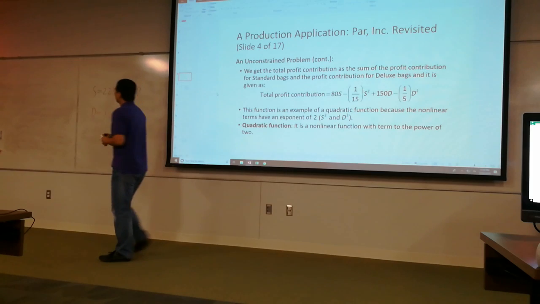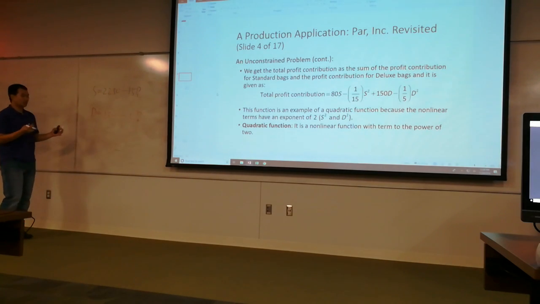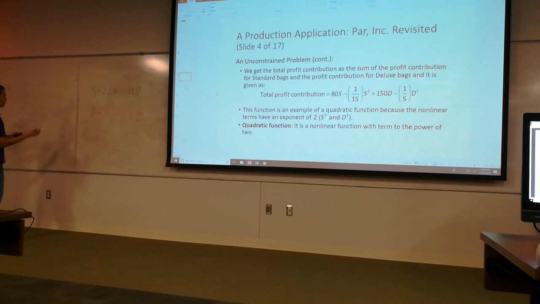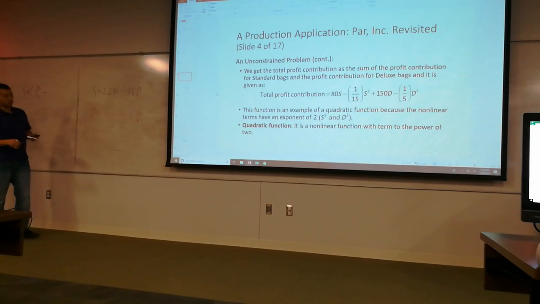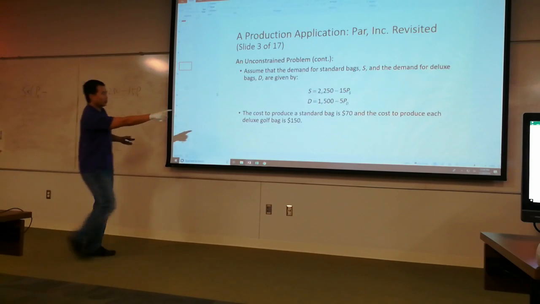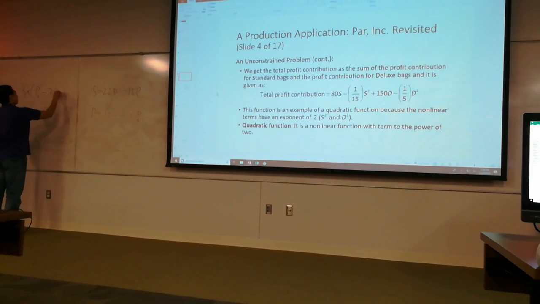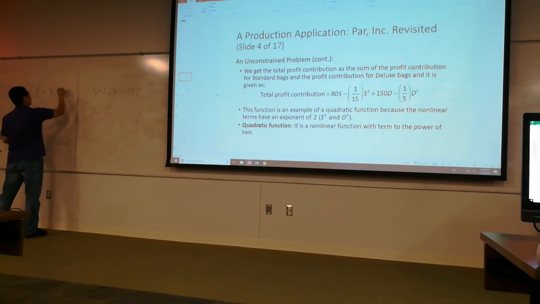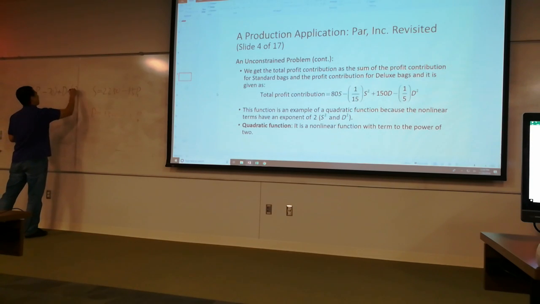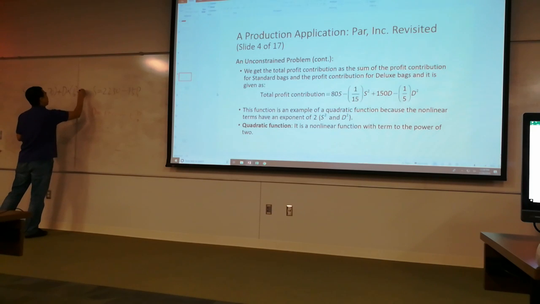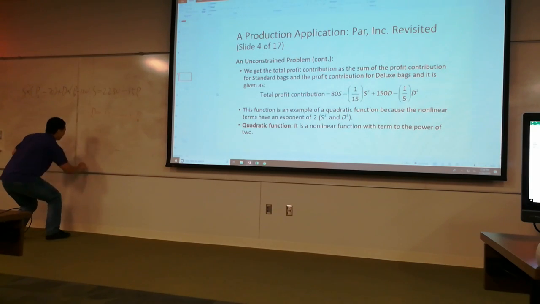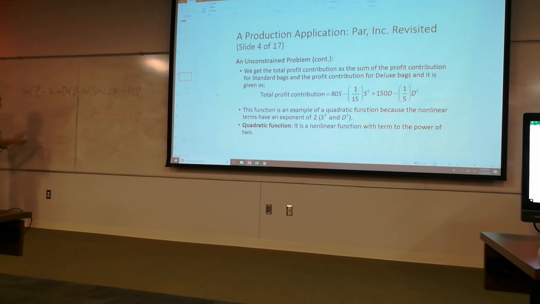We know the general function is the demand times the price, PS minus the cost. So what is the cost here? The cost for the standard bag is 70, so let me put 70 there. Plus the demand for the deluxe bag times PD minus 150. So that's the profit function.